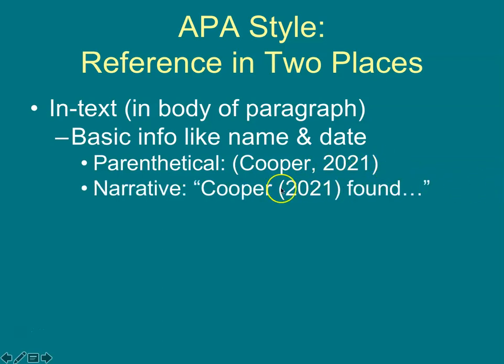Another form, though, is what they call the narrative form. It also uses parentheses often around the date, but it doesn't put all that information into parentheses. So they call it narrative because narrative means that you're kind of in your writing, in the telling of the tale, in the story of whatever it is you're writing, you're including that as part of it. So you'll see here, it sounds different. Cooper in 2021 found, and then you'd be reporting about what had been found by Cooper at that date.